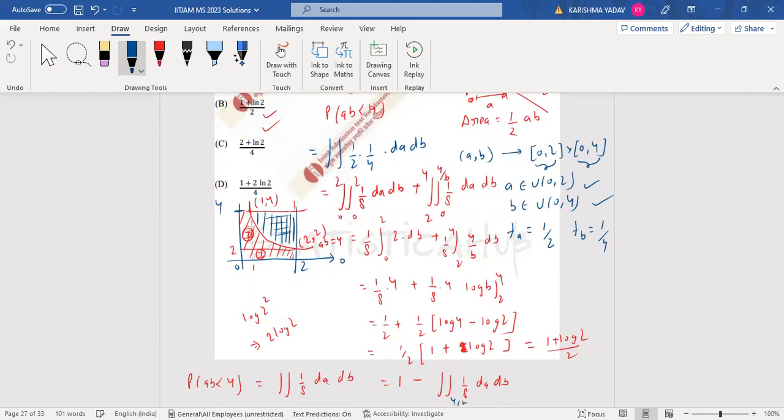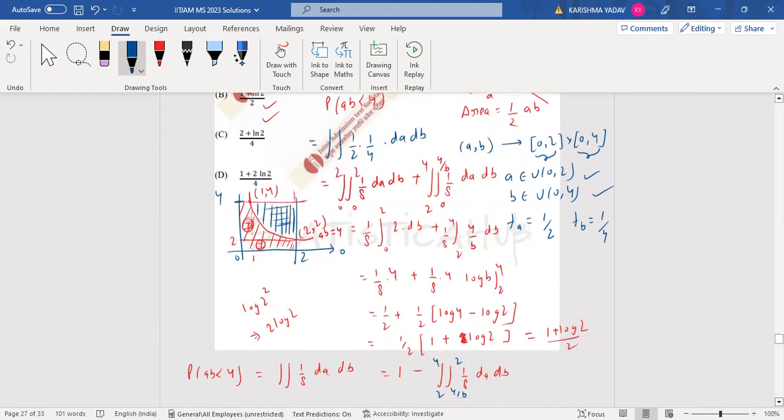Okay, 4 by B to 2, and the limit for B would be 2 to 4. Just solve this integration like we have done for this part. I have applied the region, I have taken two regions in the first part, and you can also do it like 1 minus thing.